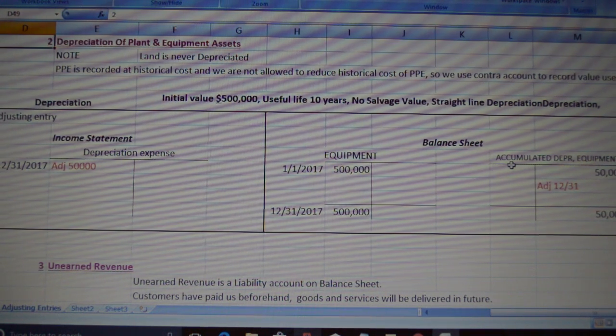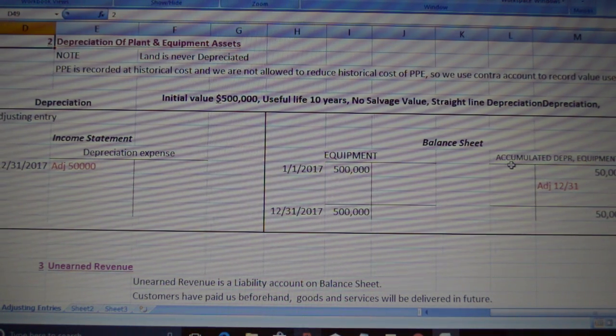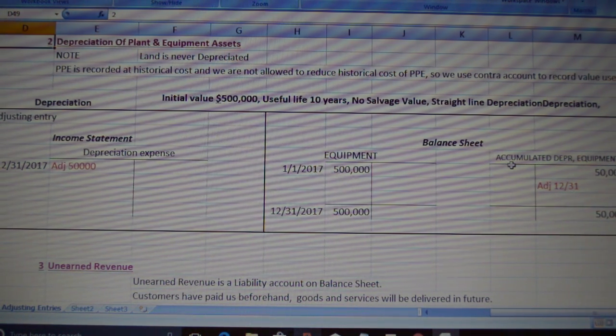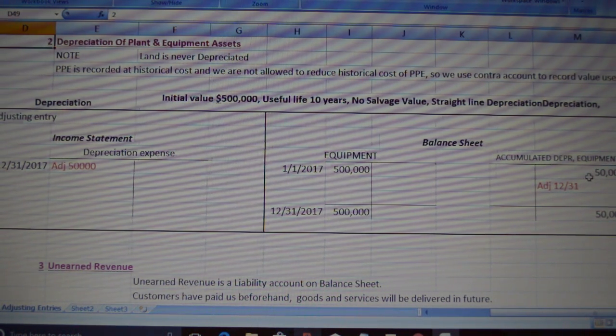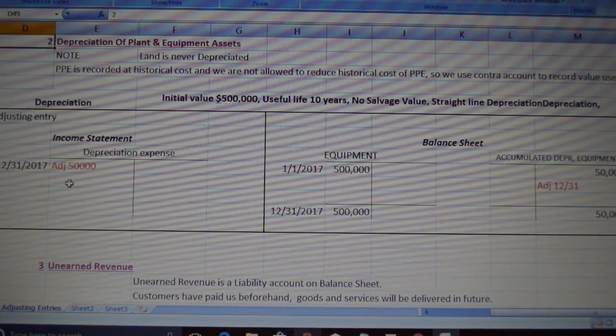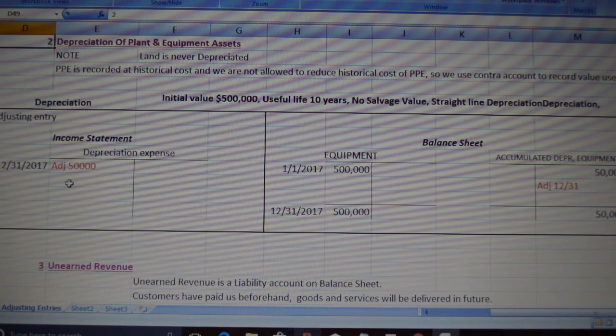So 500,000 divided by 10 years of life gives us 50,000. So every year we will reduce 50,000. We will depreciate the equipment account for 50,000. So the entry is that instead of crediting the equipment account, we will credit the accumulated depreciation equipment account for 50,000, and on the income statement side, we will record this entry as a depreciation expense for 50,000, and that is done by the adjustment on December 31, 2017.